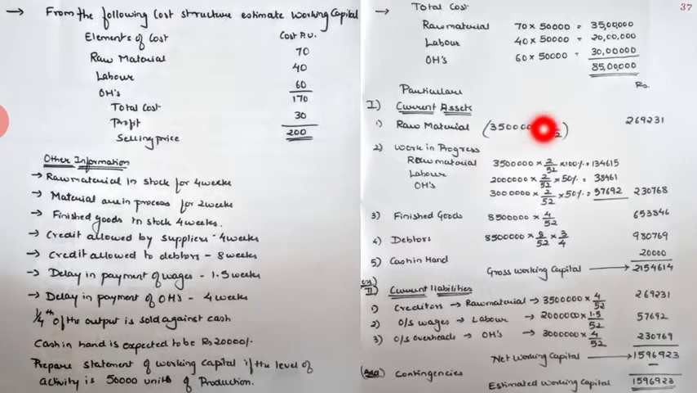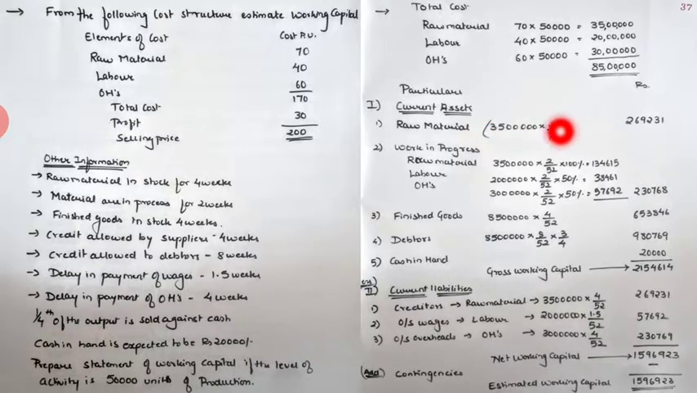So 35 lakhs into 4 divided by 52. The same concept that we have used in the previous problem. Total is 35 lakhs, but do we want 35 lakhs? No, we just want it for 4 weeks. So what is the total number of weeks in a year? It is 52. So for 52 weeks it is 35 lakhs, then for 4 weeks it would be how much? So it is 35 lakhs into 4 divided by 52.